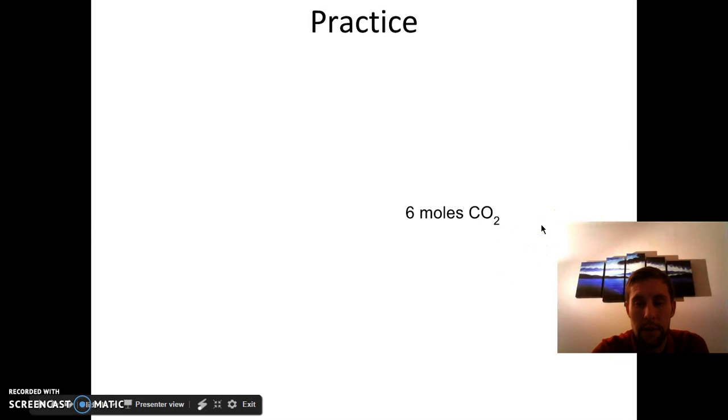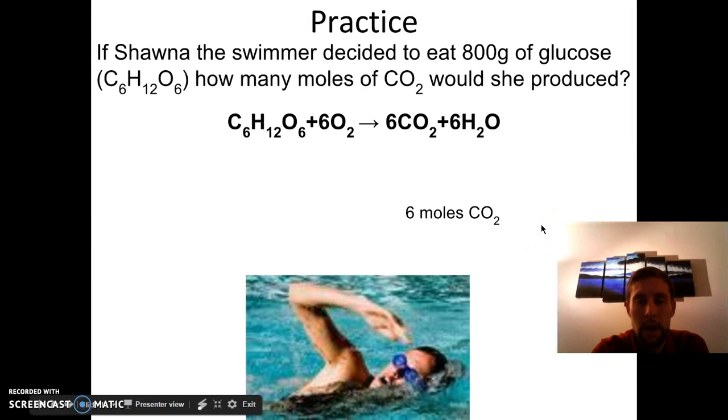Oh, that's just chilling out there. Well, we'll get to it. Alright, let's look at an example of Shauna the swimmer. She loves swimming so much. She decides to eat 800 grams of glucose. So how many moles of CO2 would be produced? If you think you got this, pause, then come back. Go through this one a little bit faster.